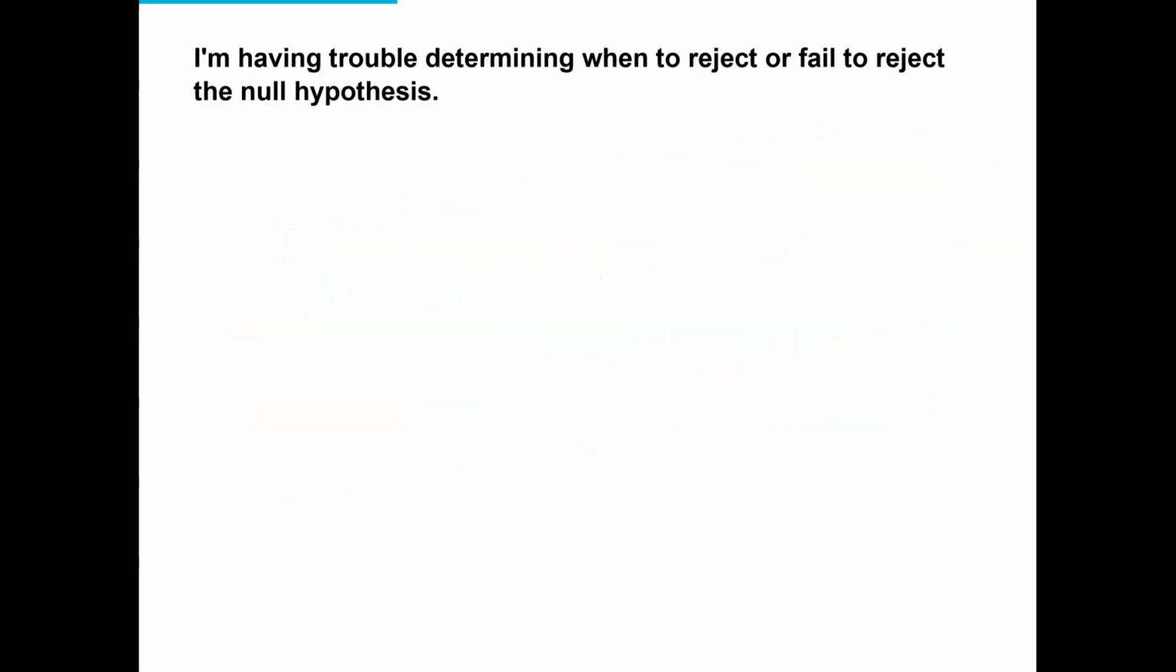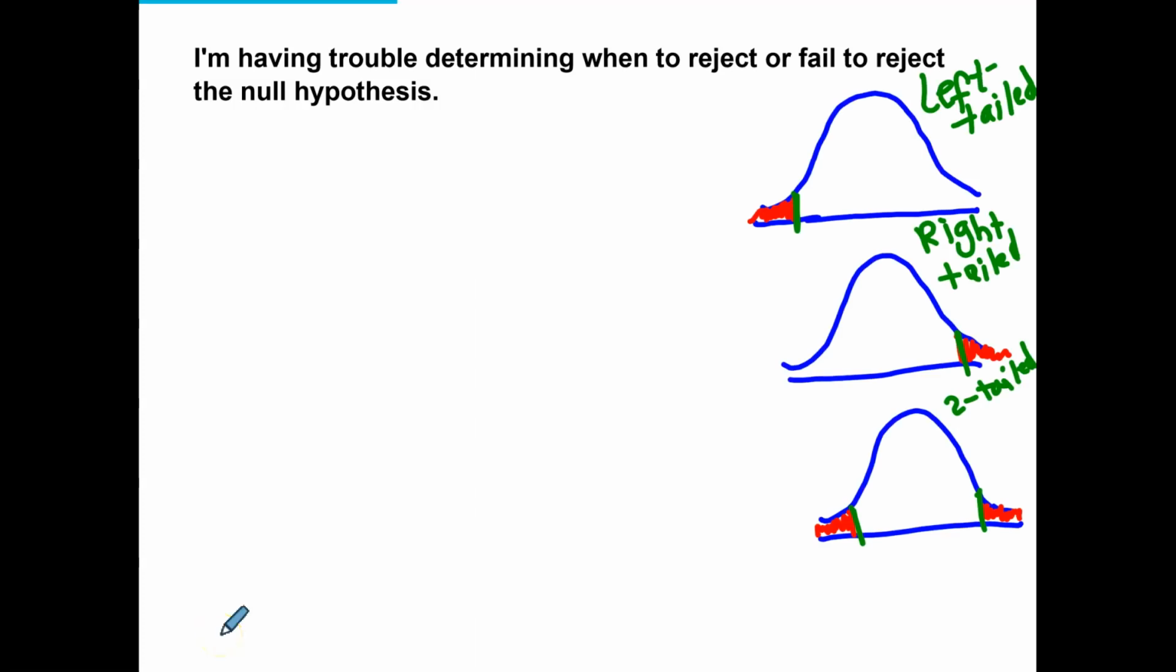The first question was, I'm having trouble determining when to reject or fail to reject the null hypothesis. Before we answer this question, let's go over 3 types of testing that we can perform. A test can be left-tailed, right-tailed, or two-tailed. How do we know which side to pick, the left, the right, or 2 sides? That will be determined by the alternative hypothesis.